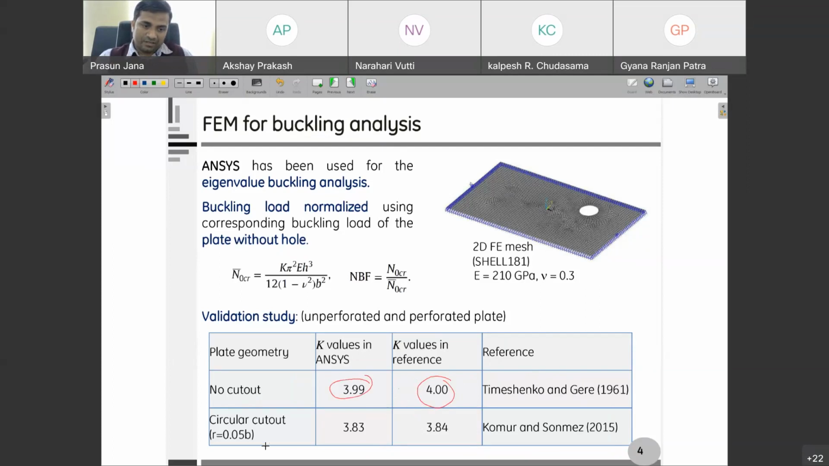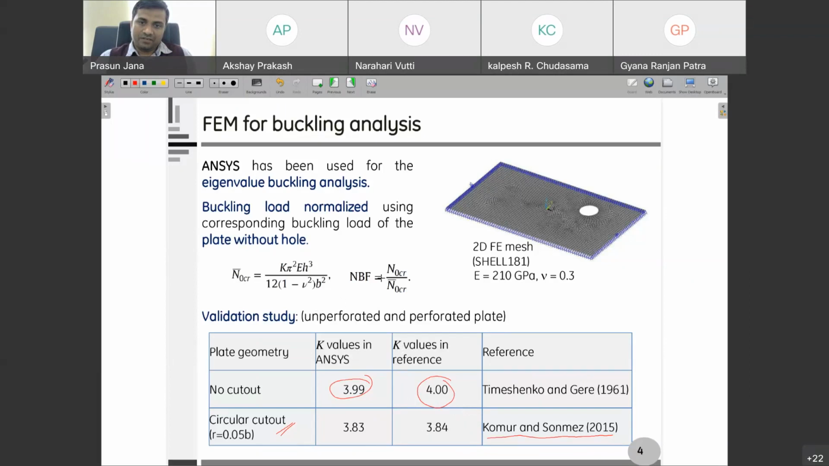And then there is one case we have taken where a circular cutout is included, and there were some literature values and solutions available in the published work. Those comparisons are also in good agreement.